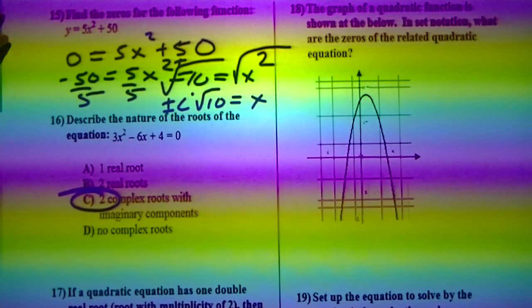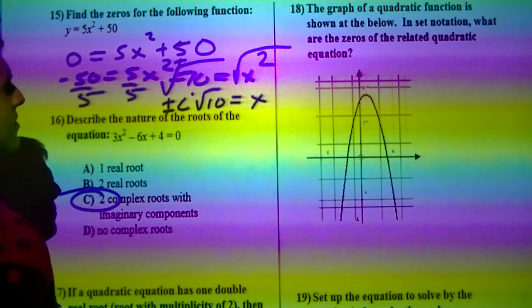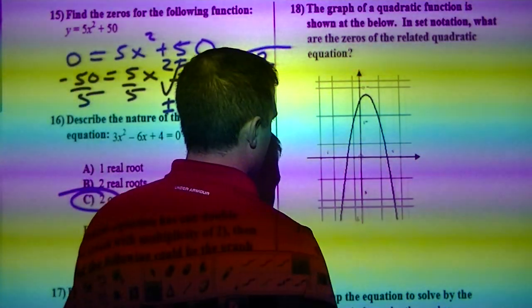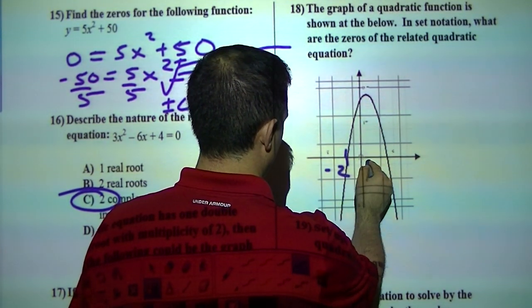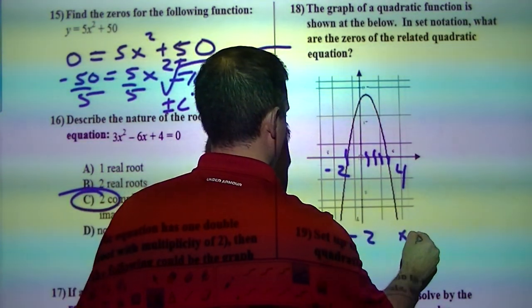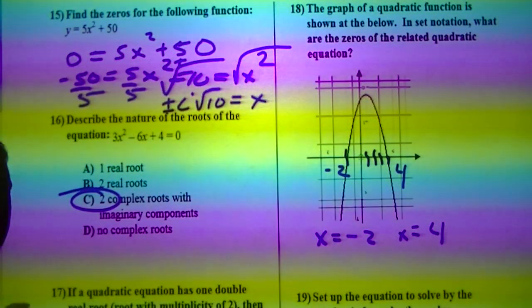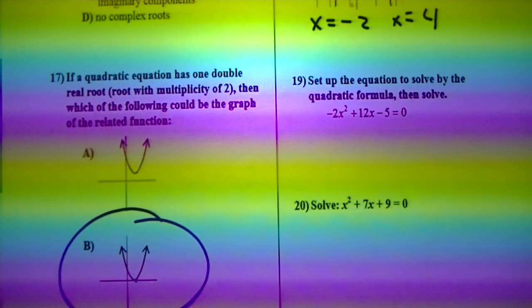The graph of the quadratic is shown below in set notation. What are the zeros of the related quadratic? I find that hard to see there. That looks like negative 2. Maybe 1, 2, 3, 4. I mean, that's fine, just to write it that way. Okay. Set up the quadratic formula to solve the following equation.